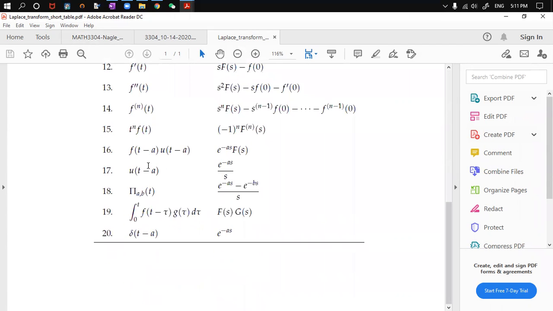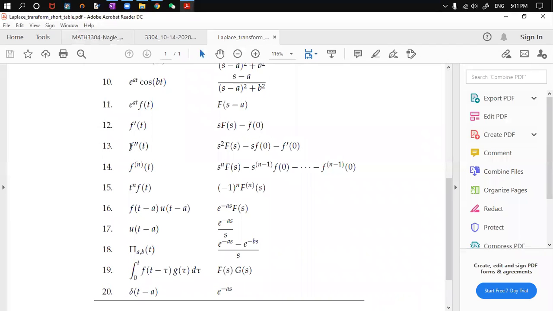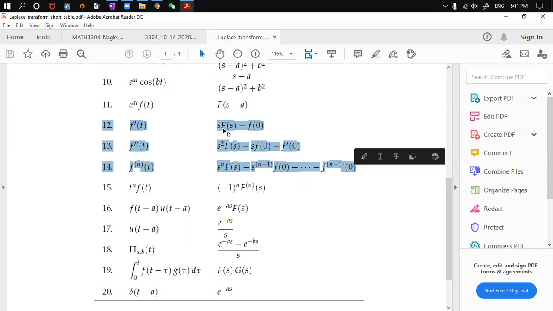But you see many rows. You also see that what we have been learning in today's lecture is also shown here. f prime of t is transformed to s times the Laplace transform of f minus f of 0, and likewise the second derivative and the nth derivative. So you can actually use these formulas on an exam. These are given. Remember, in this course a lot of formulas are not given and you have to memorize them, but these formulas are really given. Is that good for everybody?